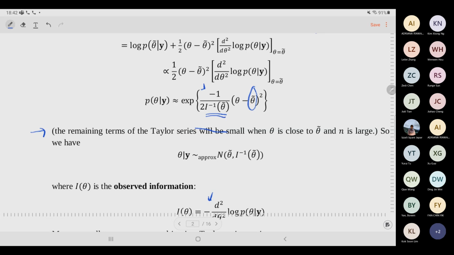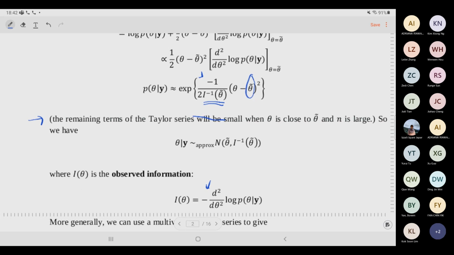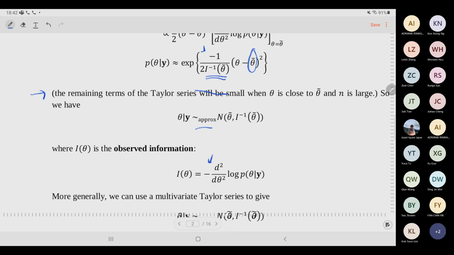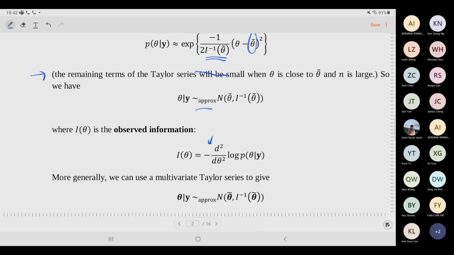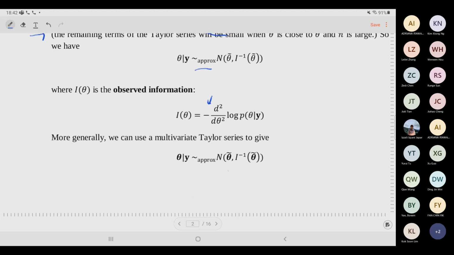Okay. So, that's why, because it looks like a normal kernel, we use the normal approximation, right? If you were to use a normal approximation, it will have a mean at the mode theta tilde, and the variance is actually the inverse of your observed information I(theta) at the mode theta tilde. And if we have a multivariate case, then we have a vector theta, and so this will be a vector, and this will be a matrix.